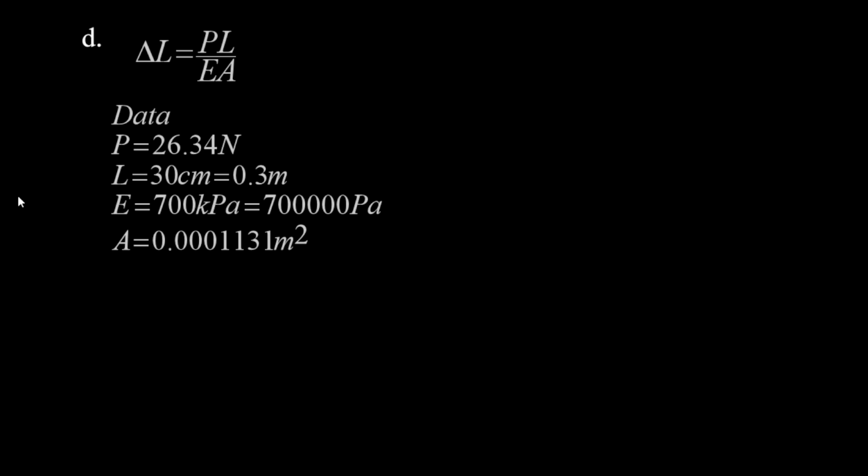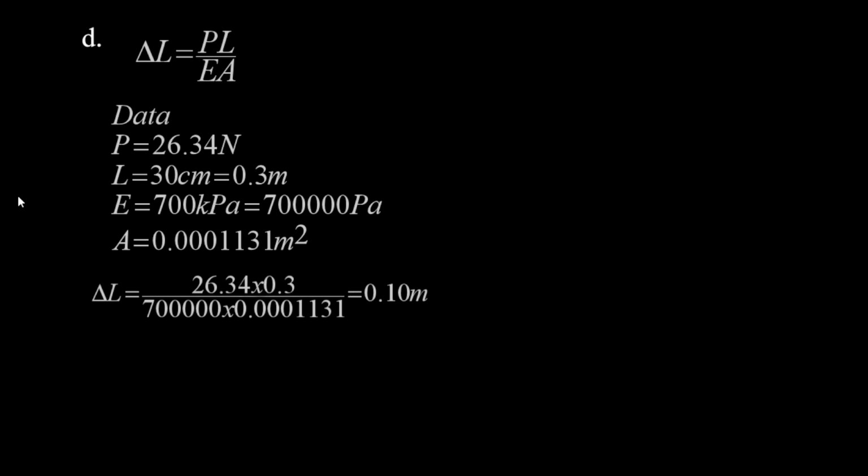The next one says that we should find the change in length. We know that change in length is basically force times length over E times A. And we just put our data down. We know our force to be 26.34. We know our L to be 30 centimeters, which was given to us, and then we know our elasticity to be 700 kilopascal, and then we know our area, so we just fix in our values, and then we get our change in length.